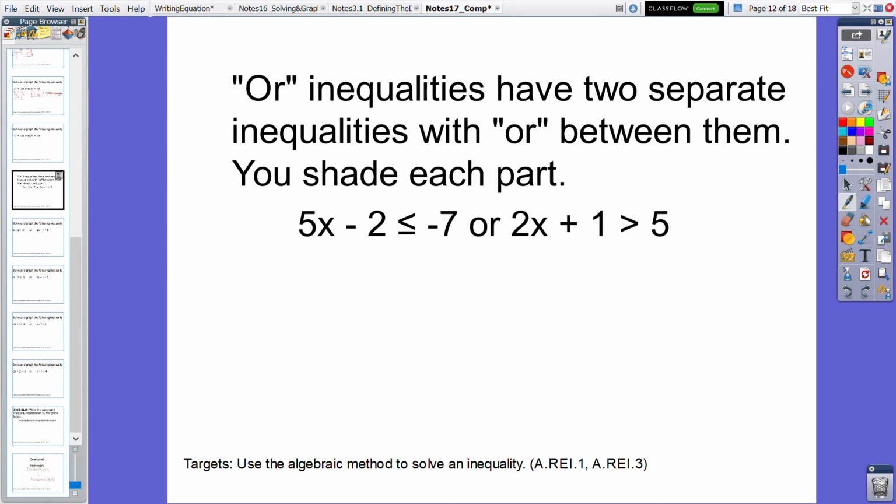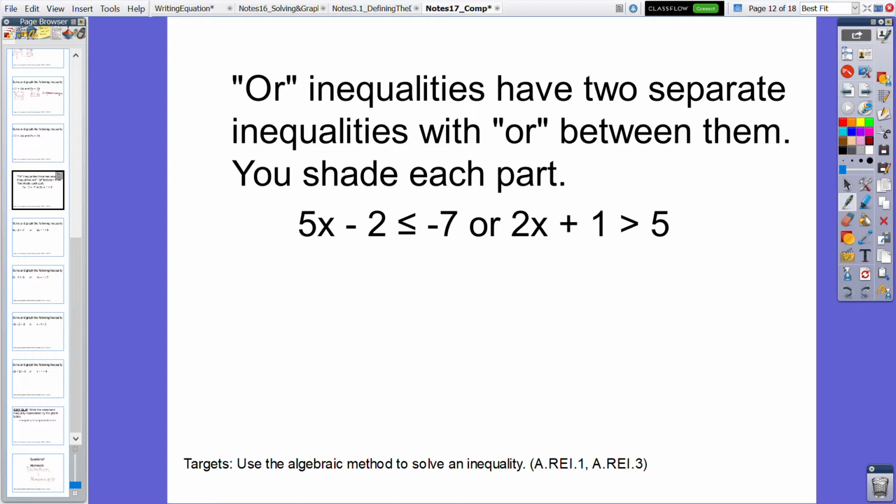Hey, Algebra 1, this is the second part of our video on compound inequalities, focusing on OR inequalities. Last video we talked about ANDs, now we're talking about OR inequalities. And the way we define OR inequalities is these have two separate inequalities with OR between them. Now that's the verbal way of writing it. The way that they look like is kind of the opposite of an AND inequality.